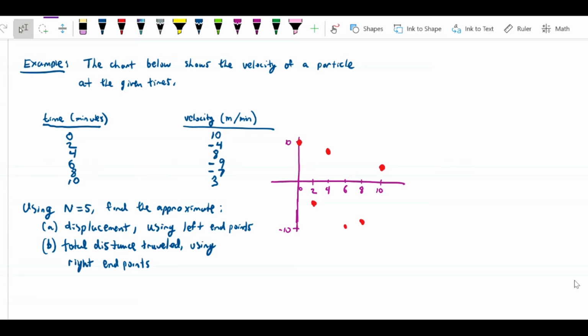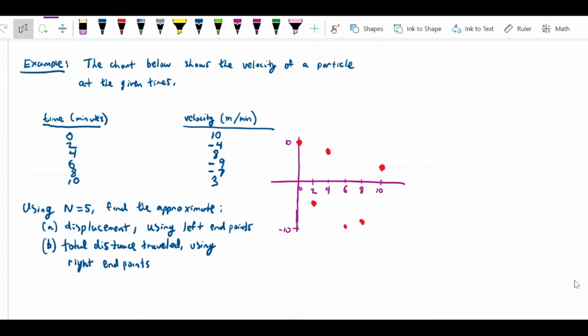So let's do this example that shows something about both the notion of velocity and displacement, and also shows something about right and left endpoints. So what I've done is I've given a chart that indicates what the velocity of a particle is at particular times. In other words, we don't really know what the velocity of the particle is at every time. For example, we don't know what it is at time t equals 1, but we do know what it is at t equals 0, 2, 4, 6, 8, and 10. In other words, at all the even numbers. And of course, we don't know what it is at any of the fractional times.